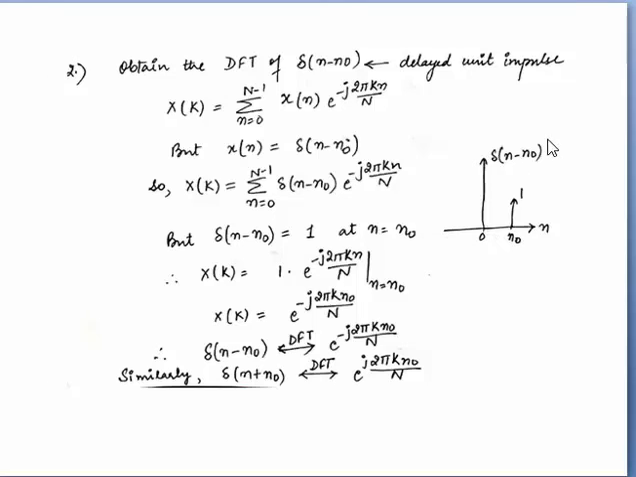But we know delta n minus n naught is equal to 1 at n equal to n naught, and for all other values of n it is 0. So delta n minus n naught becomes 1 only at n equal to n naught. So put n equal to n naught, and we obtain x of k is equal to e raised to power minus j 2 pi k n naught over N. That is the DFT of delta n minus n naught. Similarly, you can find the DFT of delta n plus n naught, and its DFT is e raised to power j 2 pi k n naught over N.